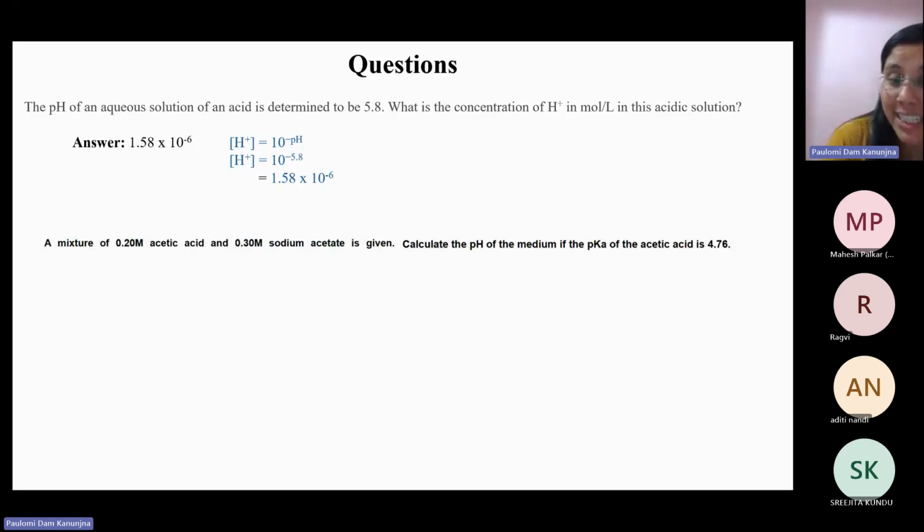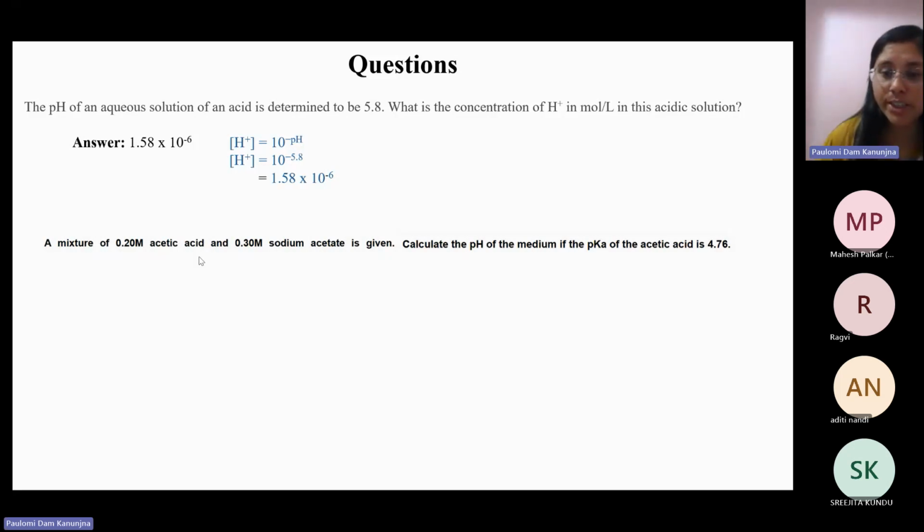There is a mixture of acetic acid and sodium acetate, which is 0.2 molar and 0.3 molar. You need to calculate the pH of the medium, given that the pKa is 4.76. The last set of formulas that we covered joined pH, pKa, and the proton acceptor and proton donor. That is the formula that you need to use. Use that formula and try to come to the answer, and then we can discuss it.